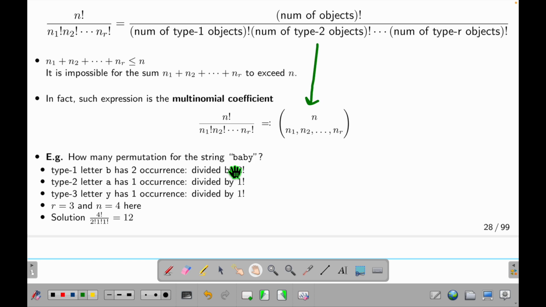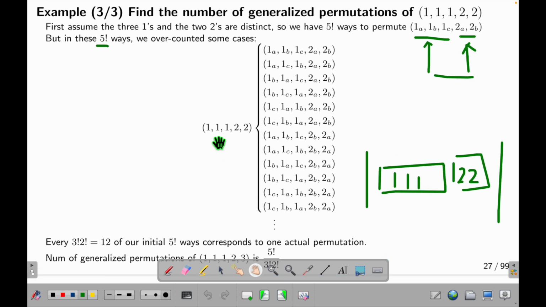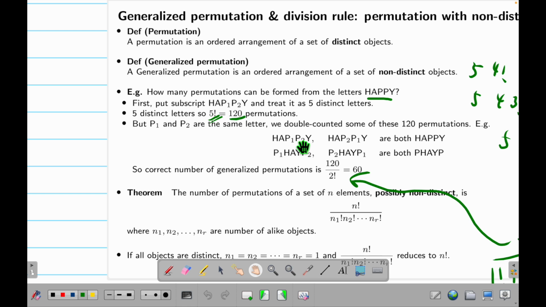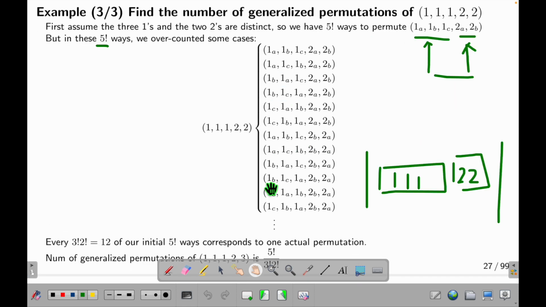Now I have another example. Previously, all this 1, 1, 1, 2, 2, the repeated things, they stick together. So the 1, 1 stick together, the 1, 1 stick together, and in happy, the p's stick together. Okay, now suppose I have a simple example.